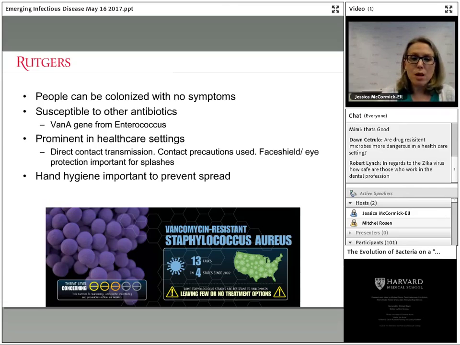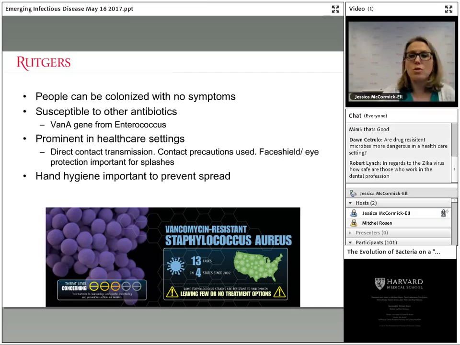Fortunately, these organisms are still susceptible to other antibiotics. And so with Staph aureus, we see drug resistance, but a lot of times the strains are still susceptible to one or another antibiotic. That's really important because we can still provide treatment to persons with infection. Staph aureus tends to present on these people with more of a skin infection, and they may see boils and different things on their skin.